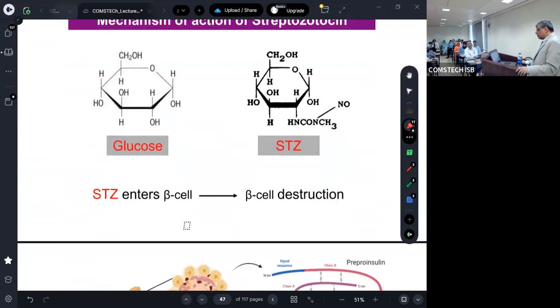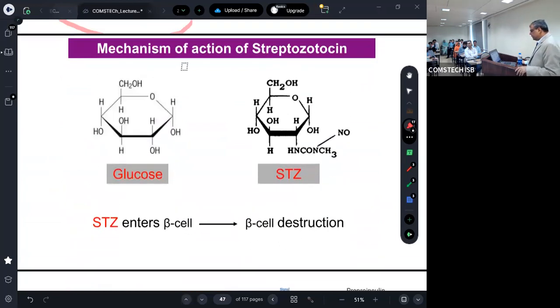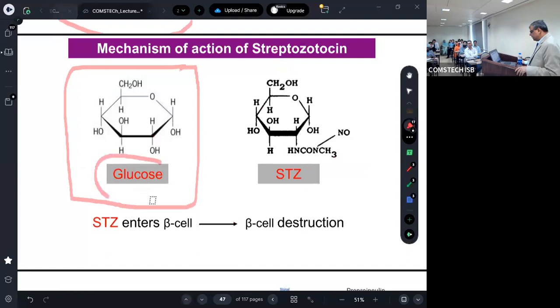Okay, now see, on the left side is the structure of glucose. How many carbons in glucose? Six carbons in glucose. And on the right side, the structure is streptozotocin, the chemical that makes diabetes. What is the mechanism? This is the structural similarity.